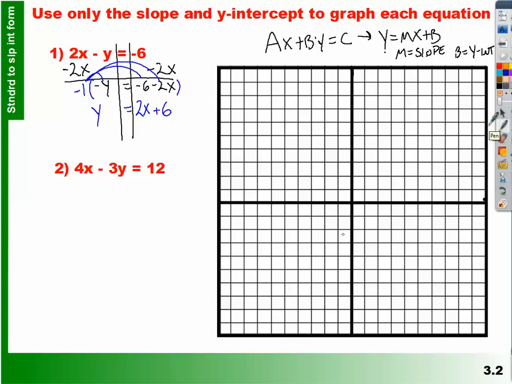So my y-intercept is 6. So I'm going to count up 6. 1, 2, 3, 4, 5, 6. And my slope is 2.